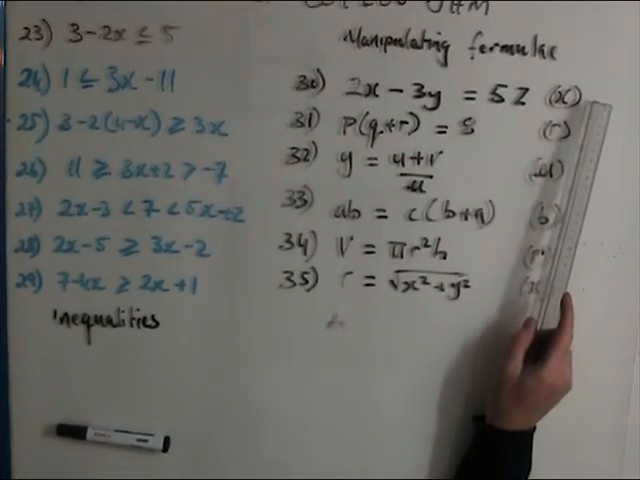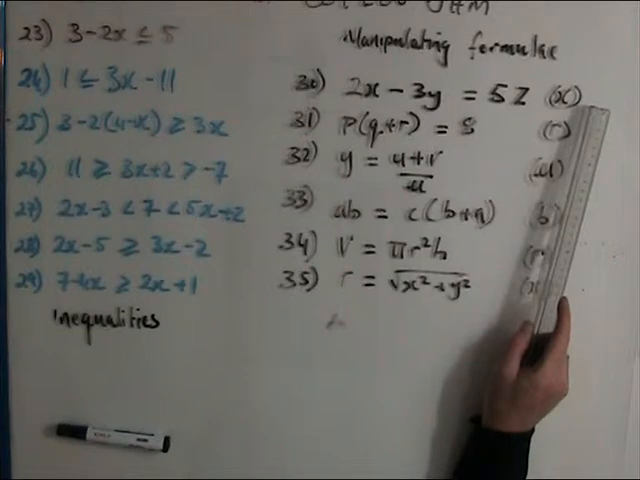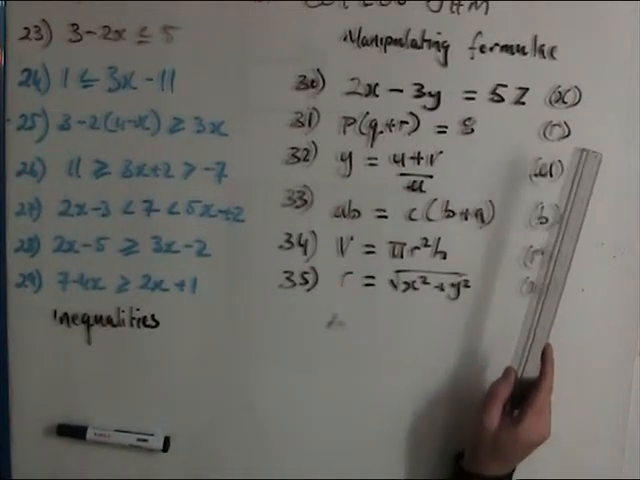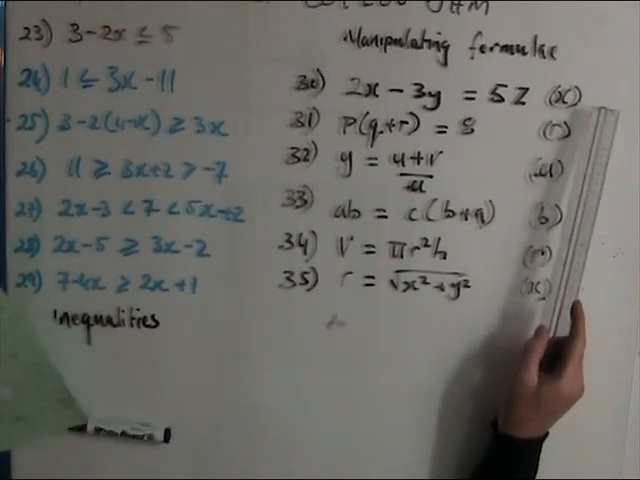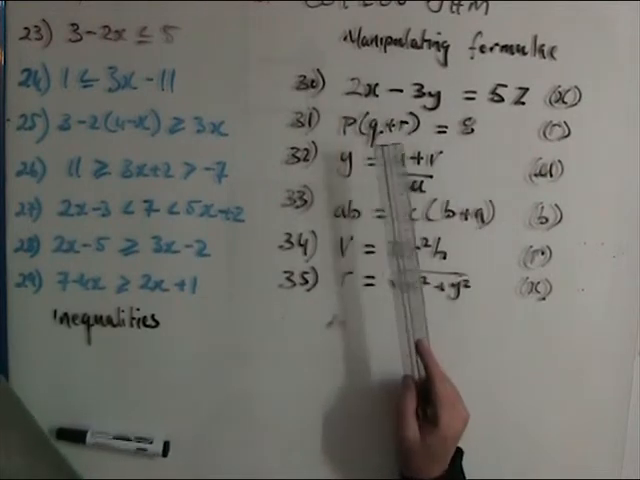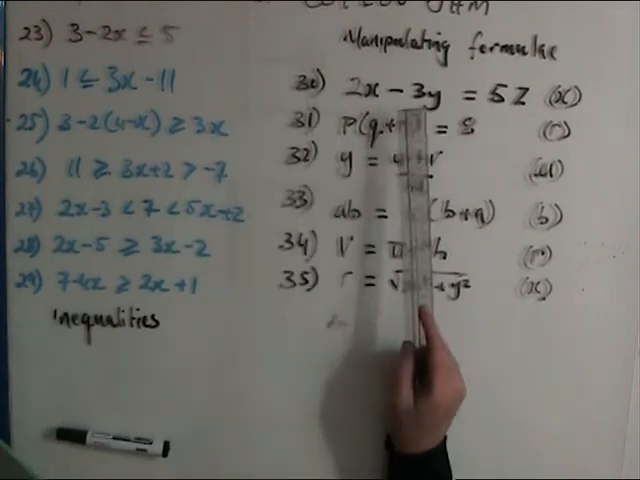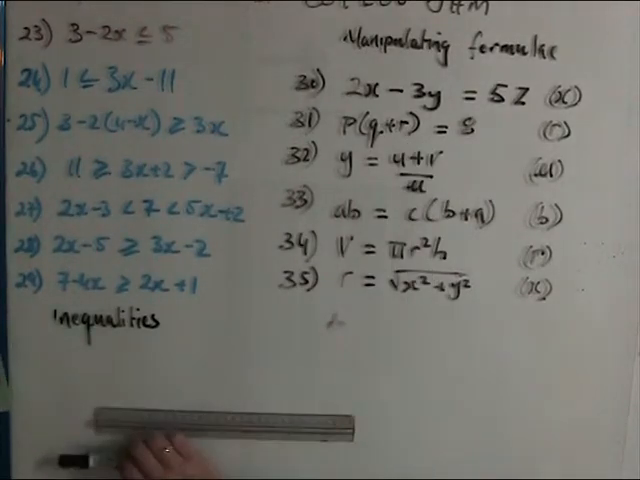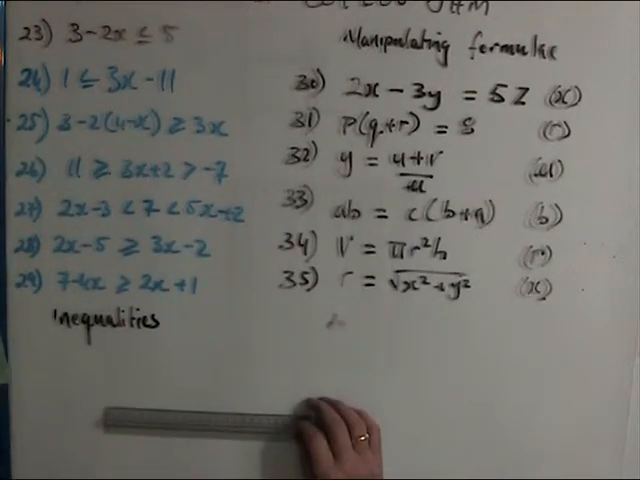The letters that are in the brackets are to be made the subject of the formula. Now, there's two ways you can express this. They say express in terms of x, or make x the subject of the formula. So you would just try and get x on the left hand side and get rid of everything else over to the other side. Now, we're going to do inequalities first.